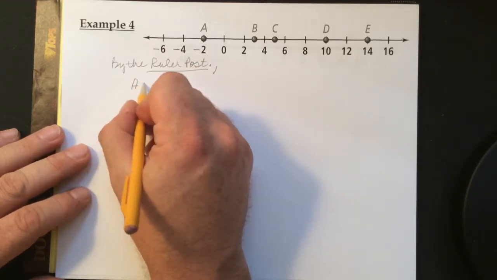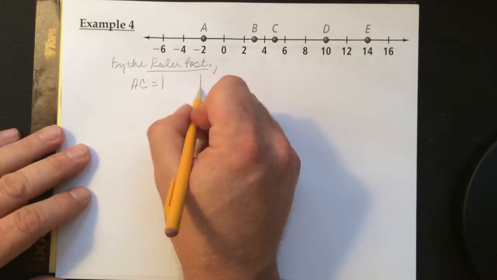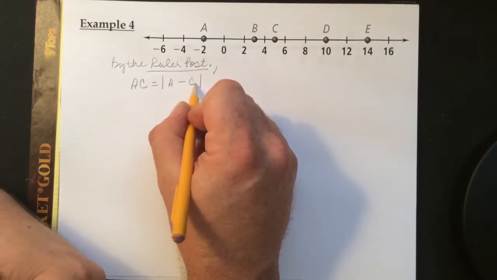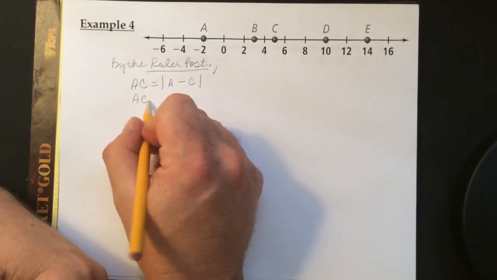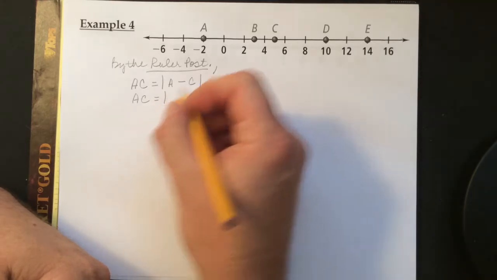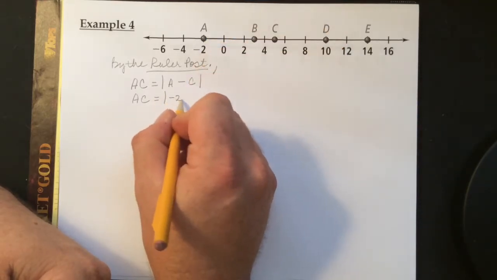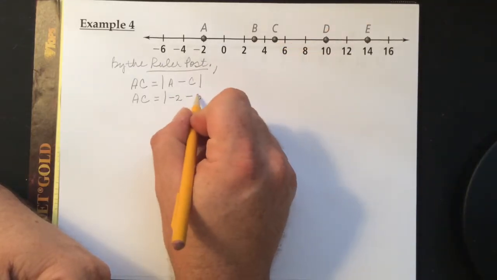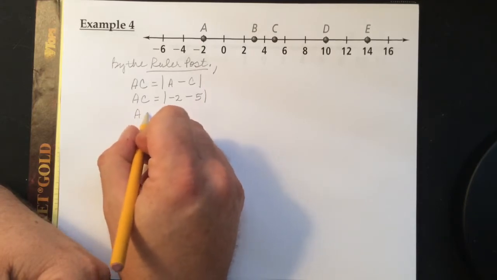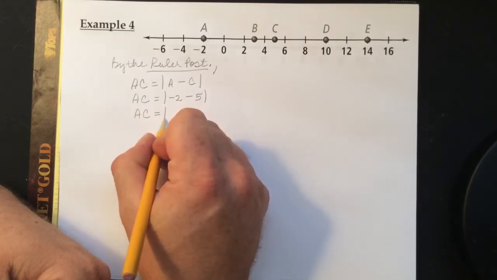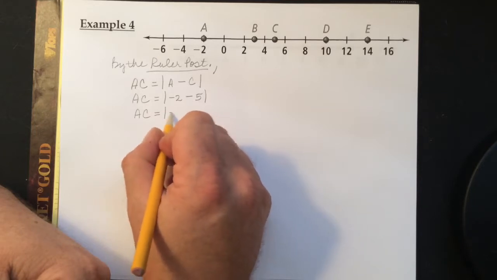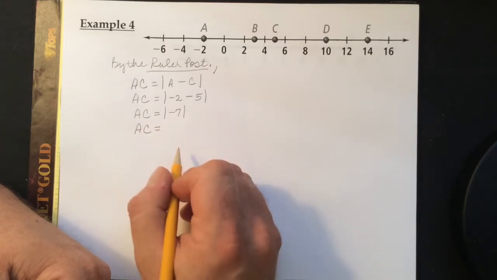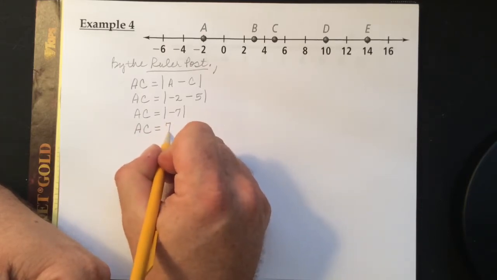we're going to find AC, or the length of AC. That's the absolute value of the difference of whatever coordinate at A minus whatever coordinate at C. So the length of AC is the absolute value of the coordinate at A, which is -2, minus the coordinate at C, which is 5. So the length of AC is equal to the absolute value of -2 minus 5, which is -7. So the length of AC is the absolute value of -7, which is just 7.